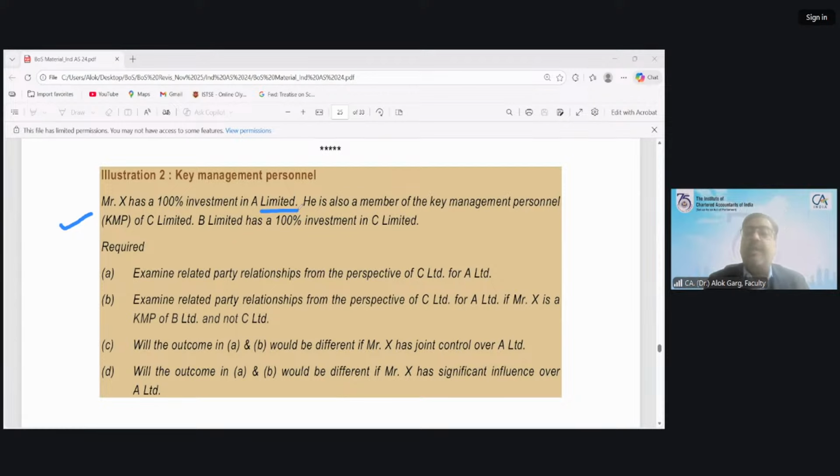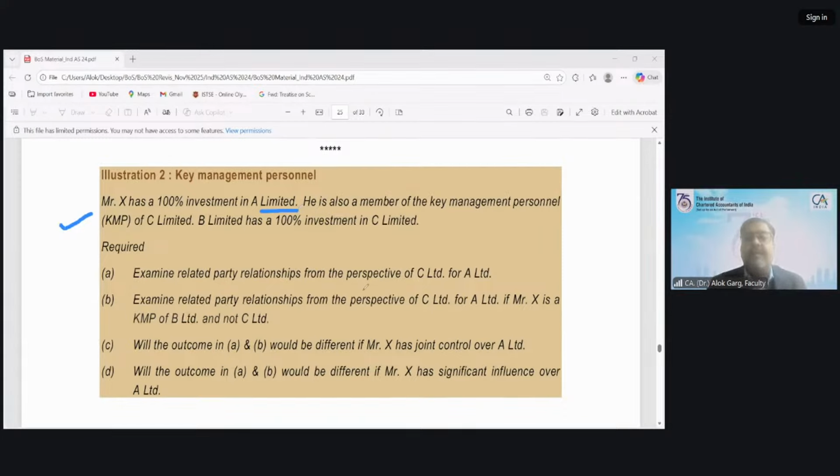Okay. And B is a parent of C. B is a parent of C. So whether this A and B also become a related party or not. If A and C are related party, then parent of C is also related party of A. Yes, sir. Correct?